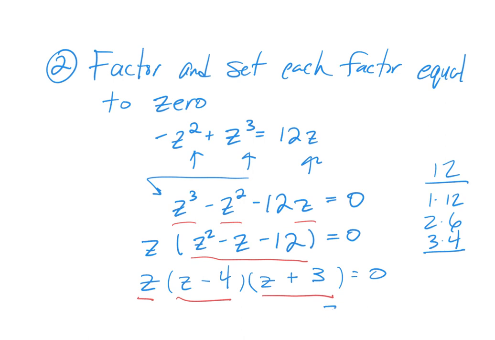So setting z equal to 0 is the first factor, and then when I set z minus 4 equal to 0 and solve for z, I have to move my 4 to my other side, and so z is equal to 4. Then when I set z plus 3 equal to 0, moving my 3 to the other side, I get z is equal to negative 3. So here are my answers to this polynomial equation: 0, 4, and negative 3.